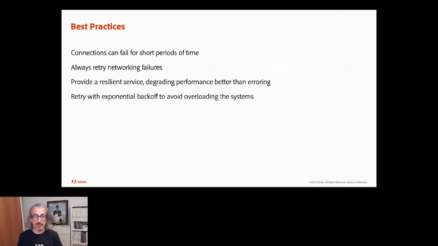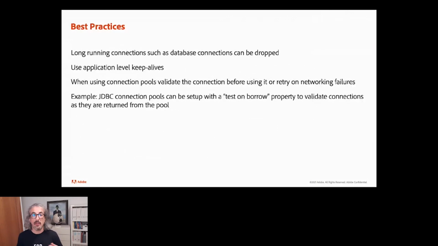Make sure that you always retry networking failures to provide a resilient service, maybe degrading performance instead of erroring, or retrying with exponential backoff to avoid overloading the systems. Long-running connections such as database connections can be dropped. You have options like on JDBC. You can validate connection pools, as there's a test-on-borrow property that will validate these long-running connections before getting them from the pool, and make sure that they're always ready.